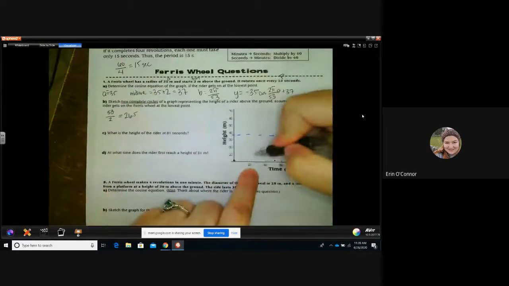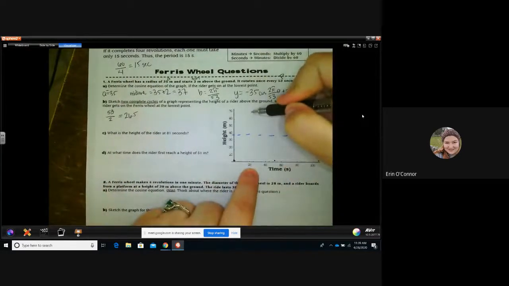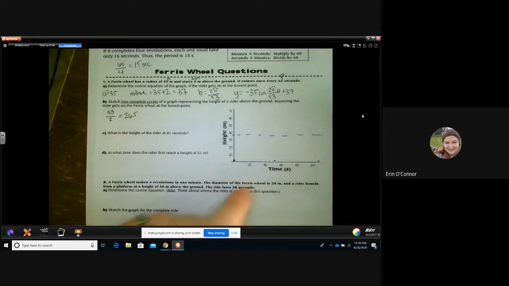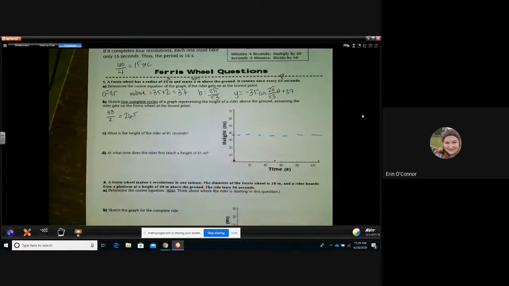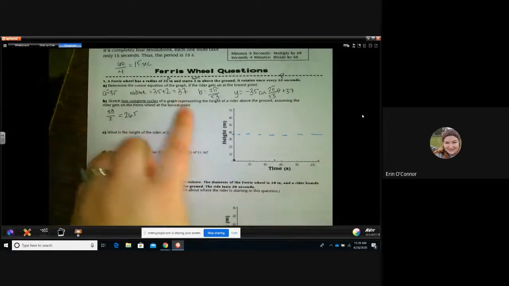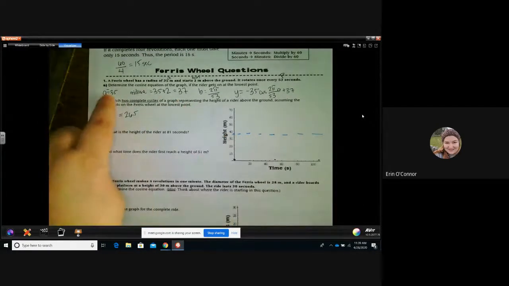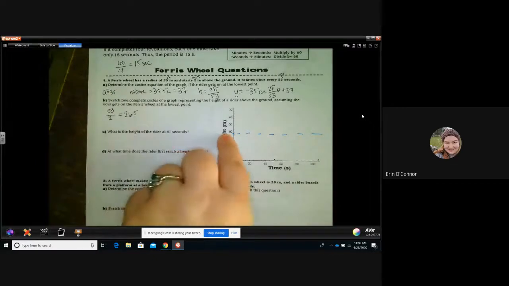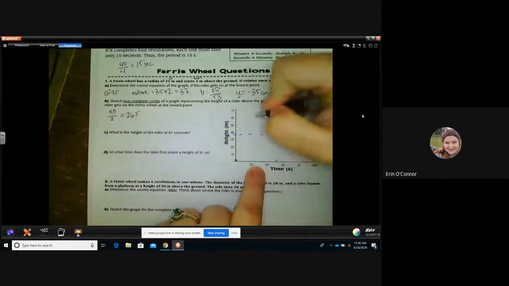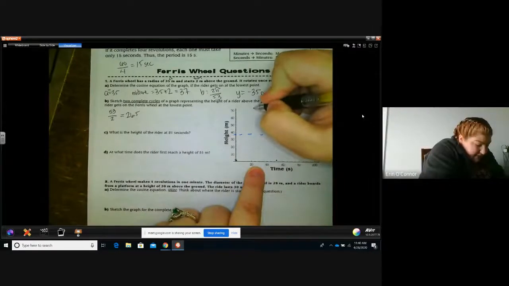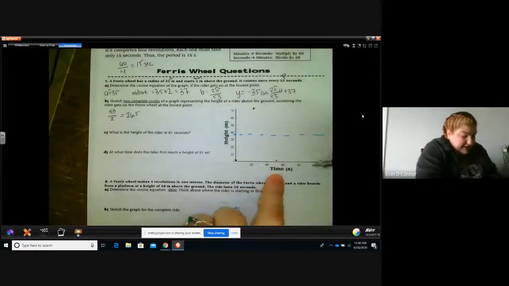So at 26.5, and it doesn't have to be perfect, I'm going to get to my maximum. Now my maximum is going to be like the midline, so 37 plus another radius of 35. So 37 plus 35 is 72. So at 26.5 seconds, I get to 72 meters, and I do it again.